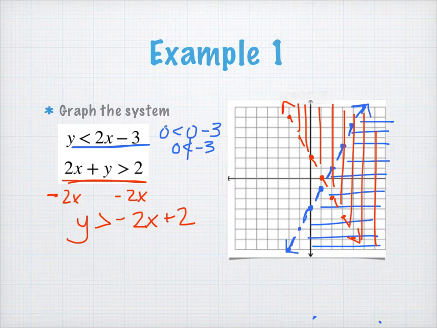But you can see here that you have your double shaded region, which is your solution set for the system of inequalities. Okay, onward to another example.